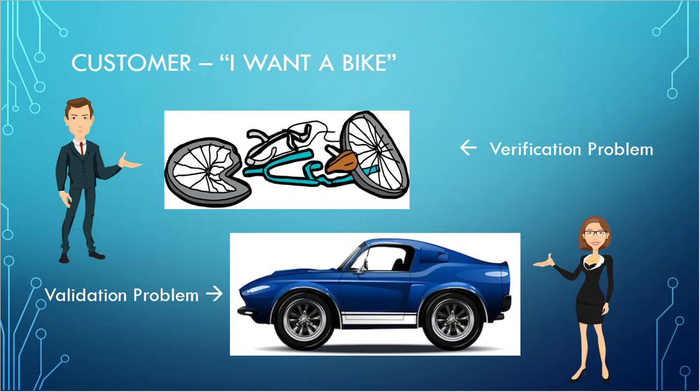That's the difference here. The car, of course, is not a bike. The top bike is clearly not functional. It's not working the way intended. That's why it's a verification problem. The bottom one is a validation problem because, as you can see, it's a car. It's not a bike. It's obviously, I would say, better than a bike, but not what they asked for.